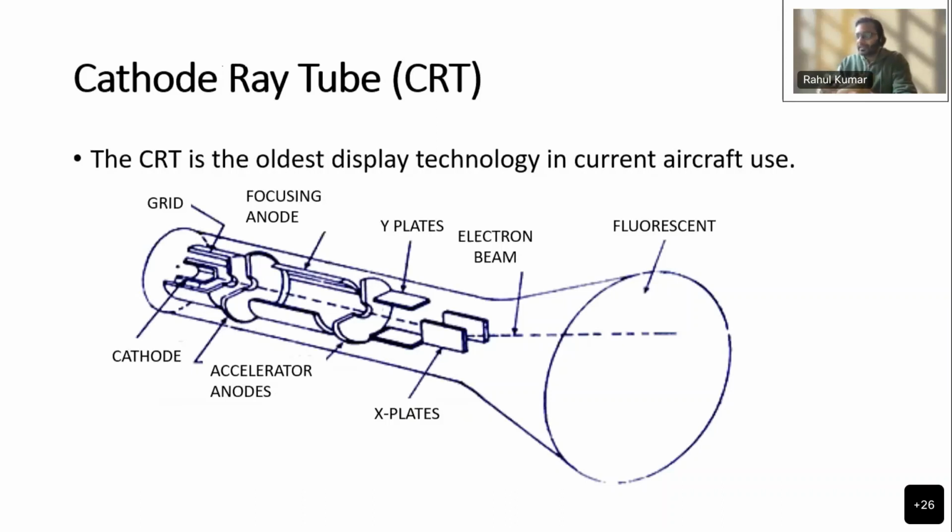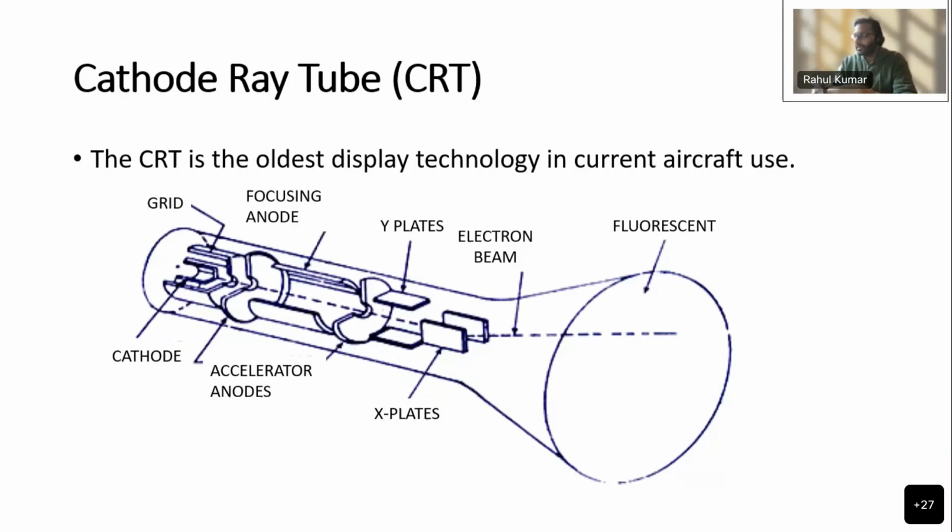Now let's start with the first one, which is the cathode ray tube, and it is the oldest display technology. I'm not too sure, but you might have seen those big televisions, right? Big and bulky old televisions. They used this technology to display the pictures and videos which we used to watch.